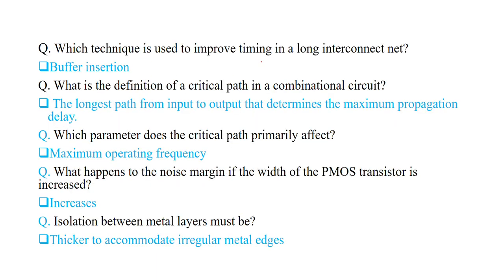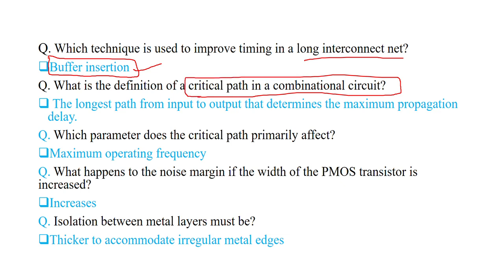This technique is used to improve timing in long interconnect. Basically, we add buffers. What is the definition of a critical path in a combinational logic circuit? Basically, the critical path in a combinational circuit is the longest path from input to output that determines the maximum propagation delay.